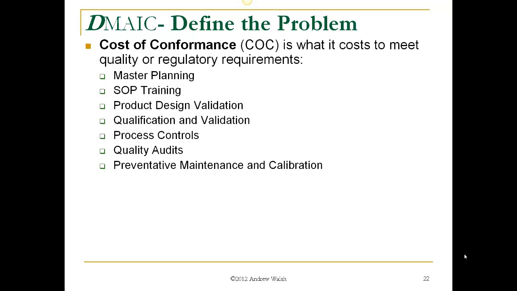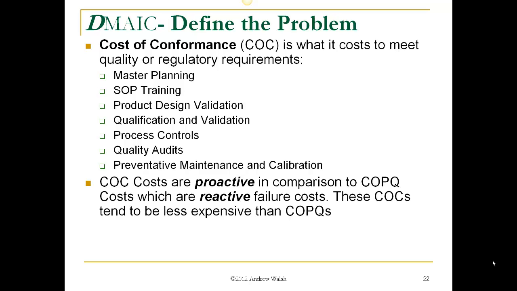And cost of conformance. In the pharmaceutical industry, this is what it costs to meet quality or regulatory requirements. So things like master planning, SOPs and SOP training, product design validation, qualification and validation, process controls, quality audits, preventive maintenance and calibration. These are all proactive costs in comparison to the cost of poor quality, which are really reactive failure costs.